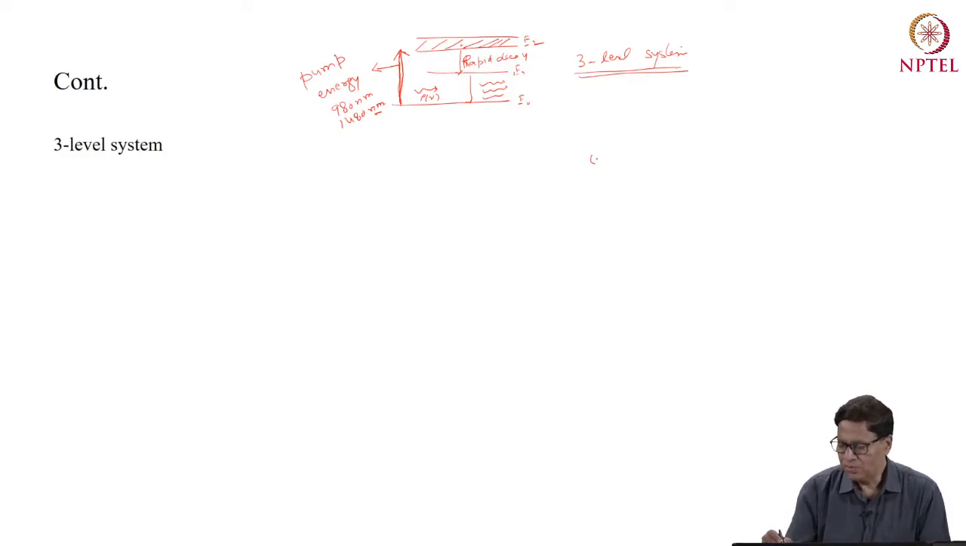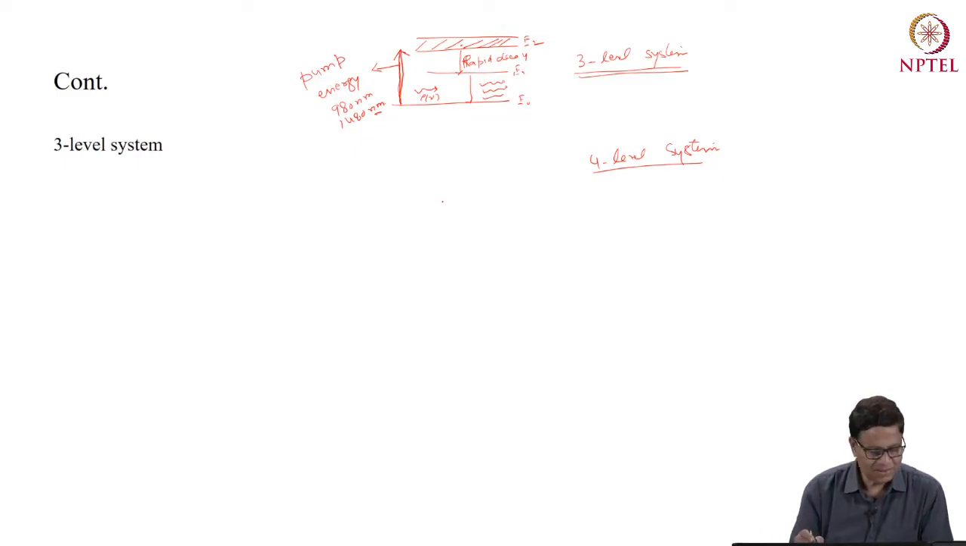One can also use a 4-level system. In the 3-level case, you have to practically pull at least half of the electrons to the higher state, so you require more pump power or pump energy. But if you have a 4-level system, this criterion of high pump energy is relaxed. So let us understand this. So suppose there is a 4-level system starting with E0, E1, E2, E3. So this is your pump energy.